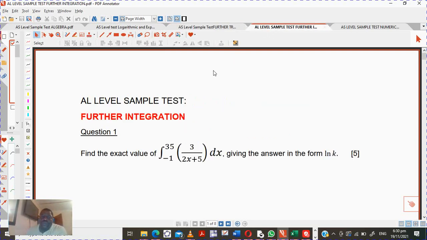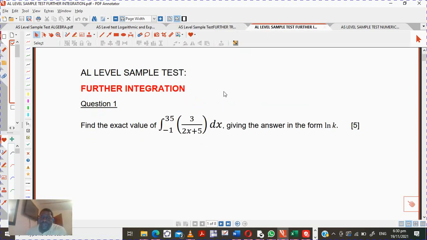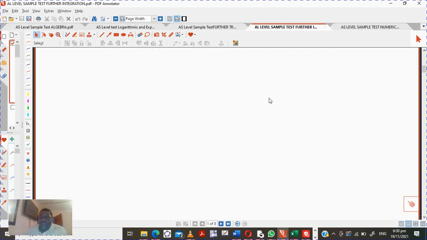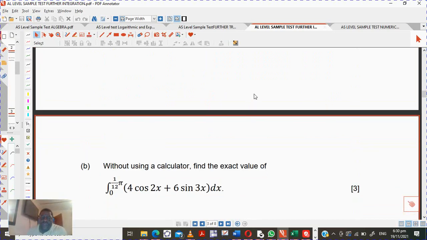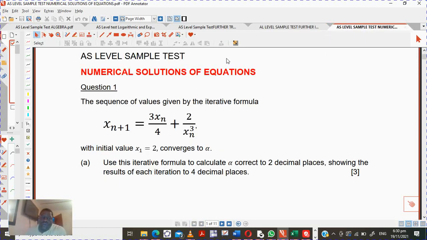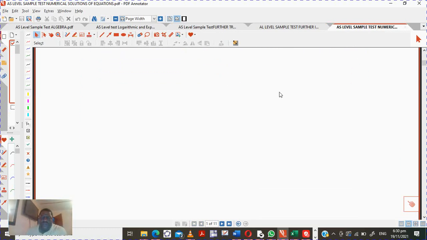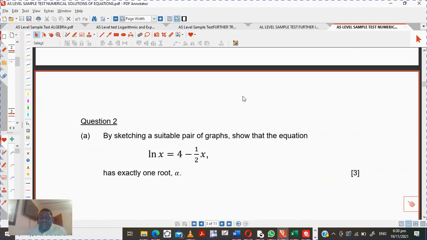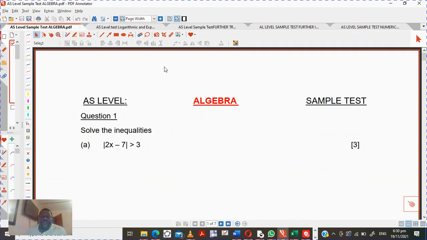I'm also going to do further integration. That's a sample test, basically a bunch of questions to help you for your upcoming examinations. And then I'm going to do a sample test on numerical solutions of equations. So these are the last few chapters that you have in your AS level. Without further ado, let's look at the sample questions I have here on algebra.